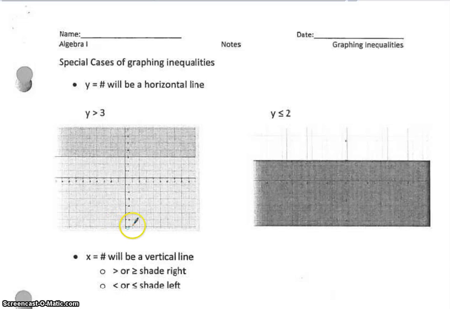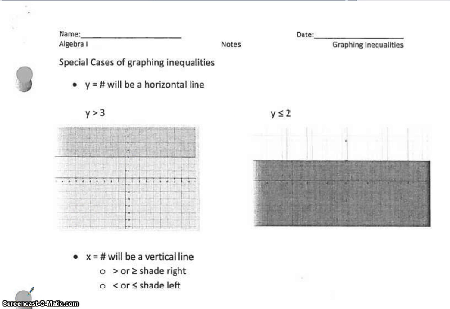Okay, this is Algebra 1, and we're still graphing inequalities. We're going to look at some special cases. Your special cases are going to be your horizontal and vertical lines. And you're just going to have to memorize that anytime it's just y equal a number, it's a horizontal line. That's because it has to cross the y-axis. And so it horizontally goes across that axis.